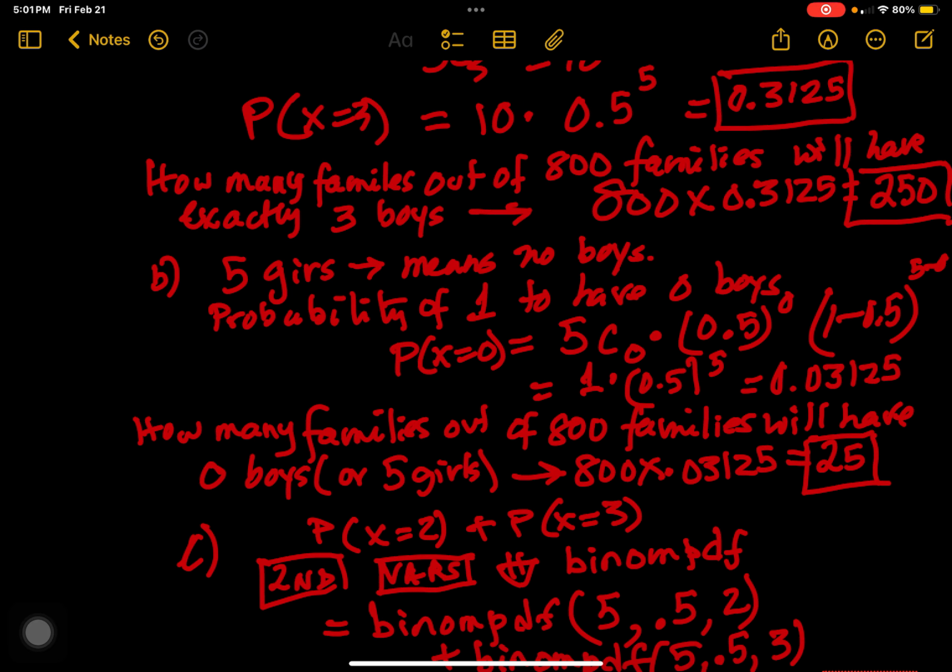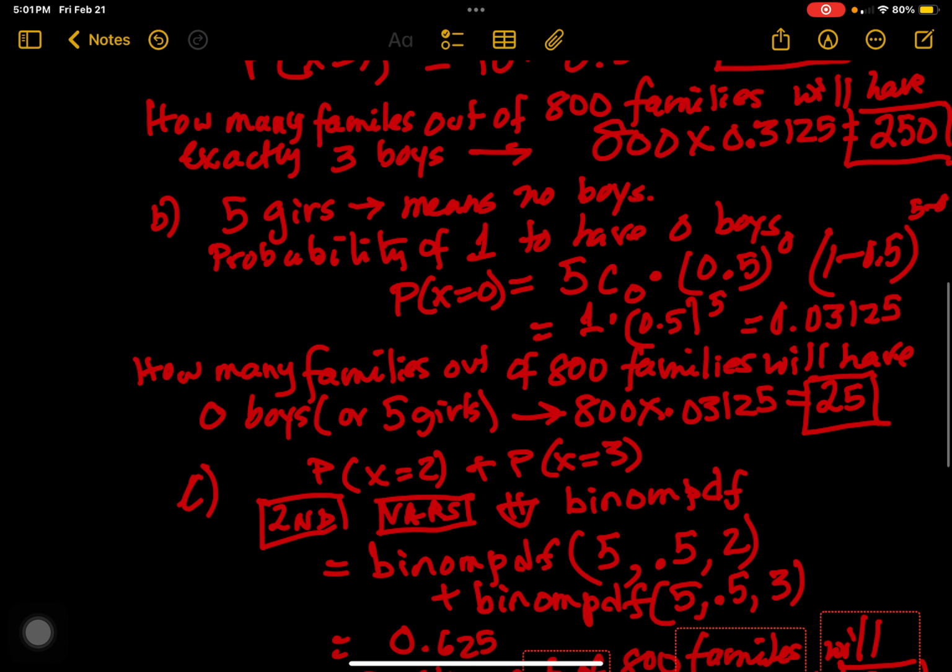Next one is also easy. It's 5 girls, that means 0 boys. That means your number of successes X is 0. You can use the formula again to calculate that probability of having 0 boys. That means all 5 girls, and that probability is 0.03125. Remember, that is the probability for only one family to have 5 girls. Therefore, for 800 families, you multiply that probability by 800 and get the number of families.